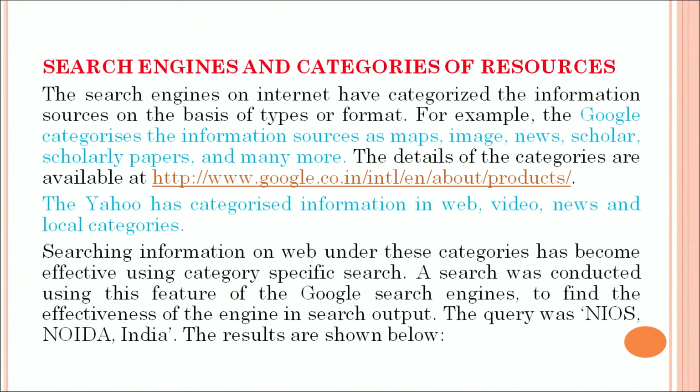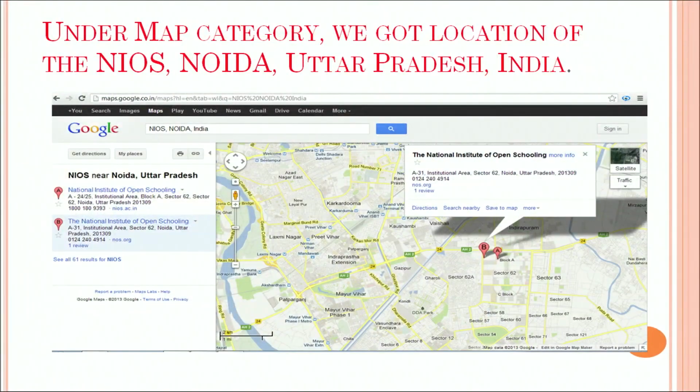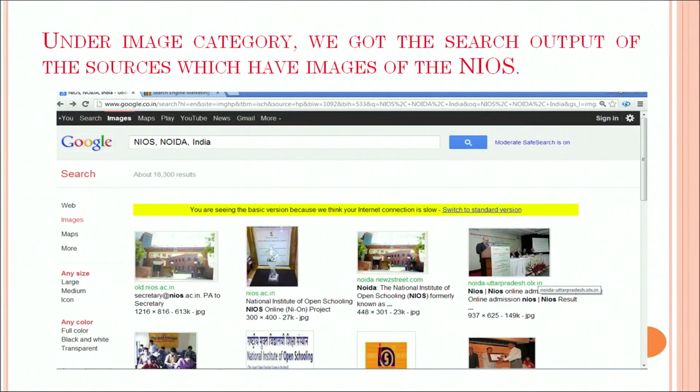A search was conducted using this feature of the Google search engine to find the effectiveness of the engine in search output. The query was NIOS, Noida, India. The results are shown. This is where we are searching NIOS, Noida on Google Maps, and it shows where NIOS is placed on the map. This is again for NIOS India only, where you can get many more hits. That's not from the map point of view, where we can get the papers and other information related to NIOS; you can get that information in these images.